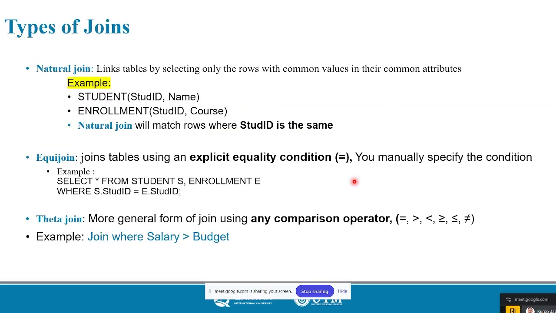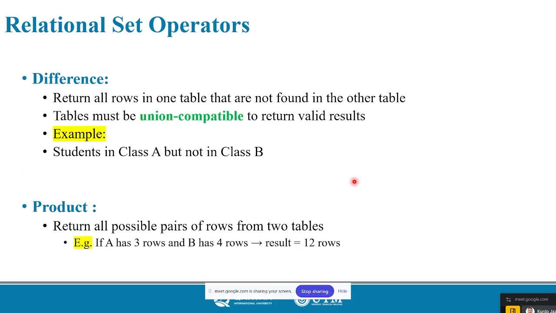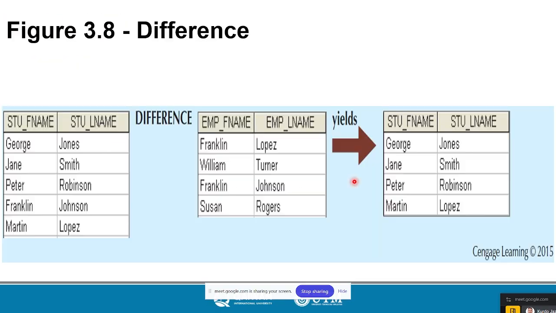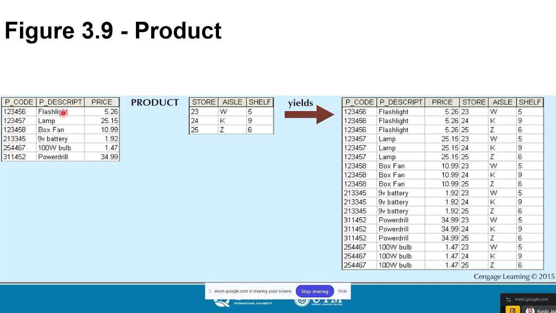Product. In here, we said that the product will multiply the tables. If we have table A and product table B, we will have all the rows in both tables. Now let's take a look at the picture. We have a flashlight, lamp, box fan, 9-volt battery, 100-watt bulb and a power drill. If we product it with this, we will have this multiplication. Why? Because 1, 2, 3, 4, 5, 6, 6 by 3, we will have this.